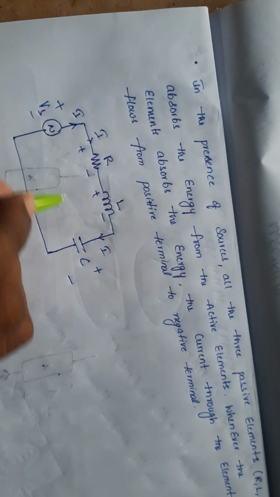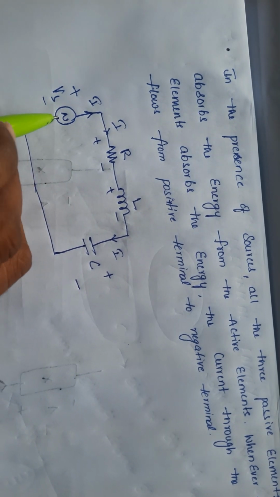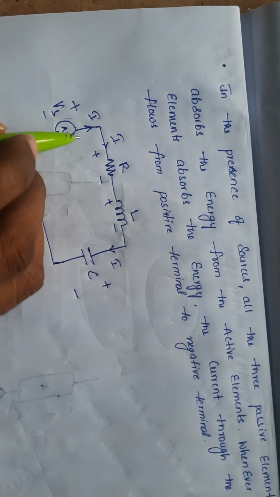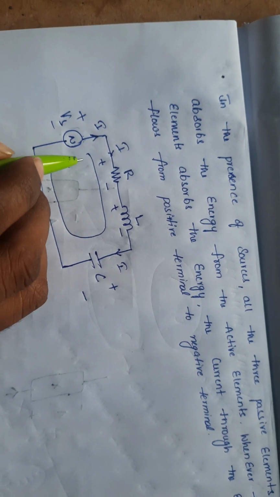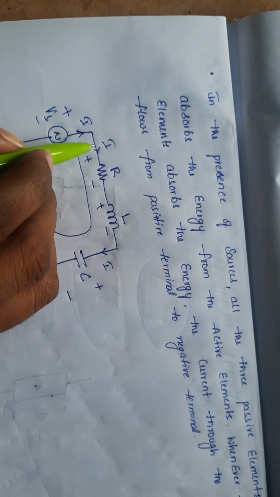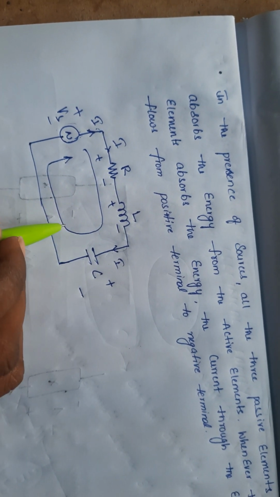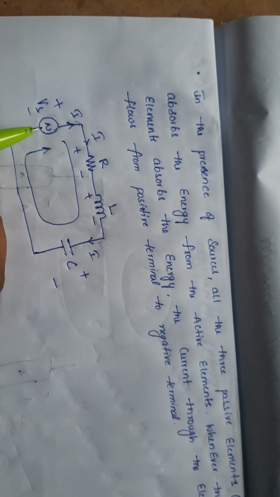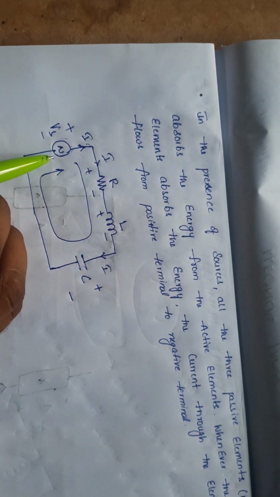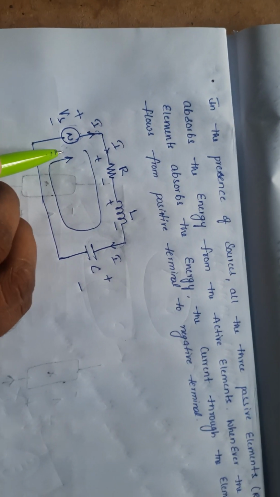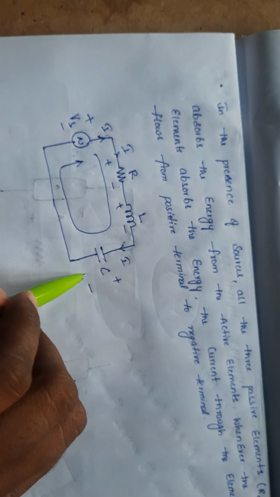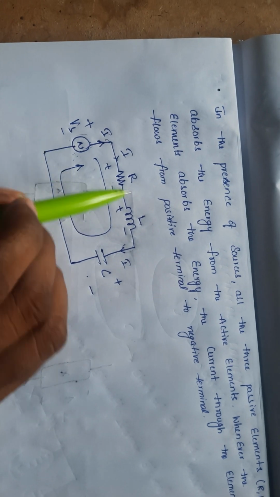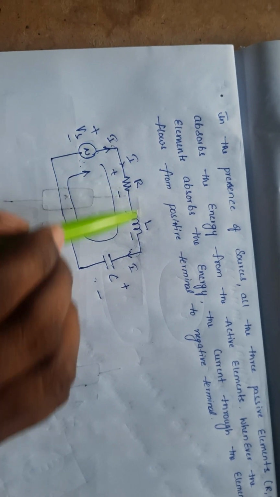Okay, this is the circuit. Here this is the voltage supply, and the current flows through this, in this way. This is the current. Here, in the presence of sources, all the three passive elements R, L and C absorb the energy. సోర్స్ ప్రజెంట్లో ఉంది కాబట్టి మూడు ఎనర్జీని తీసుకుంటున్నాయి.